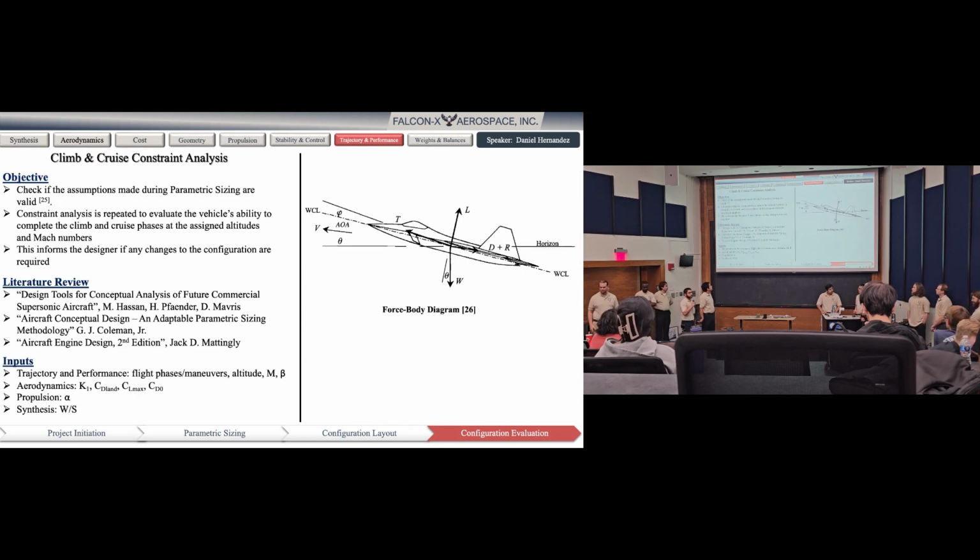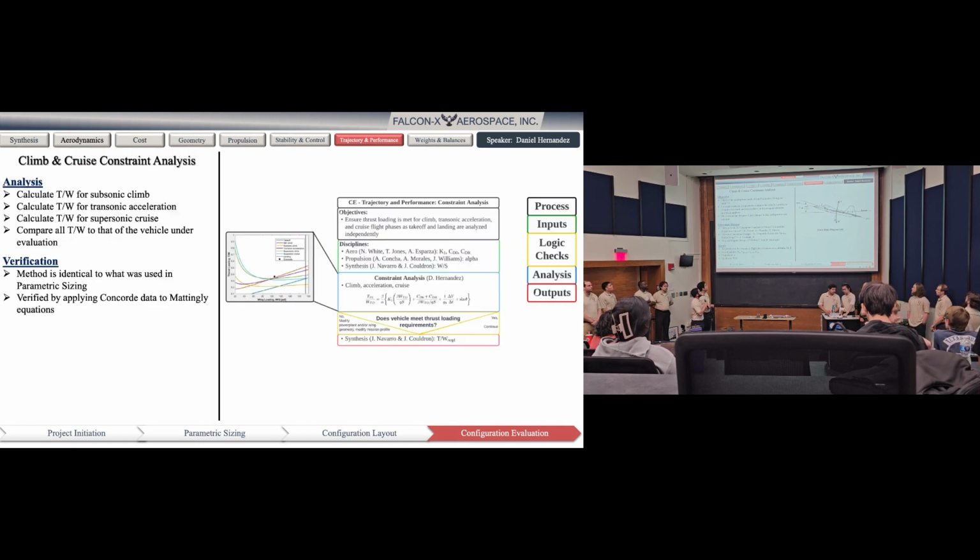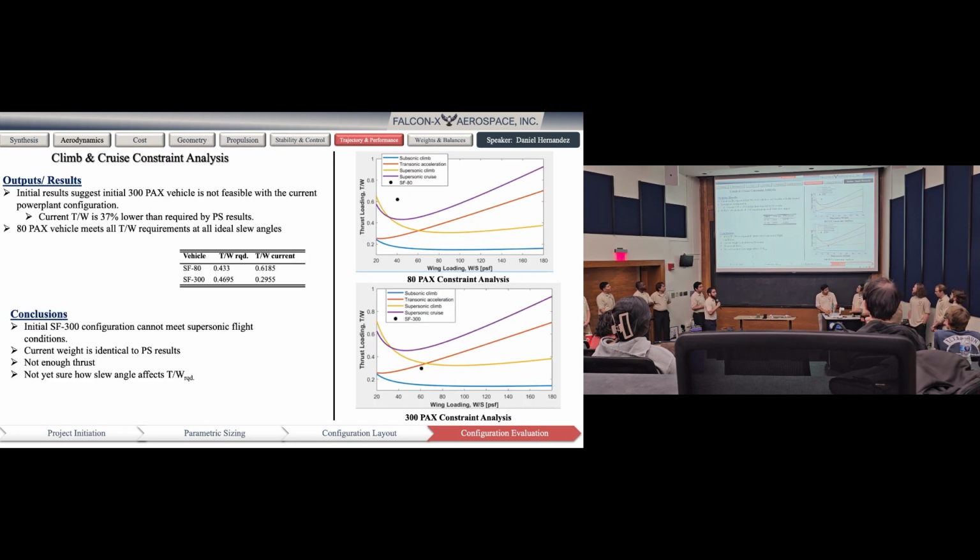So we reviewed the trade analysis that we did in parametric sizing that was verified with the 9% comfort data. And next slide. So these are results of the 380 pack configurations. 80 packs can meet all flight phases with this current thrust. Our 300 packs cannot meet any of the supersonic flight phases with this current thrust.